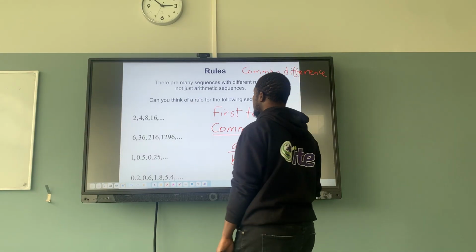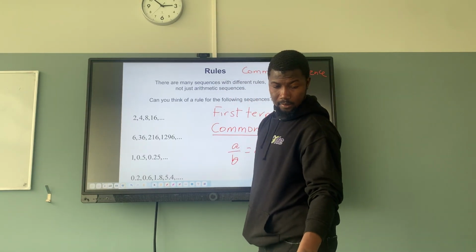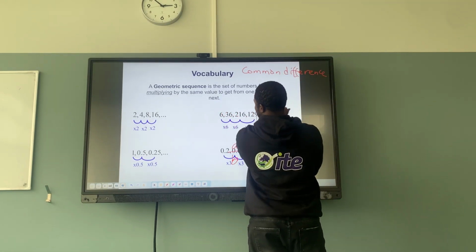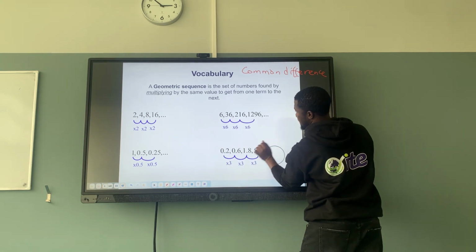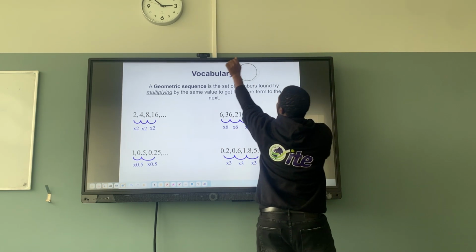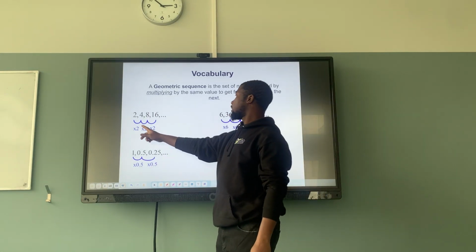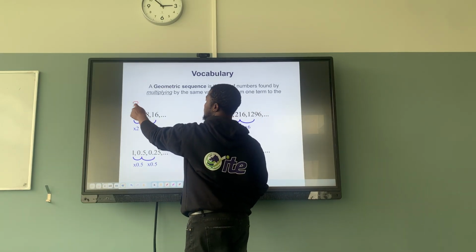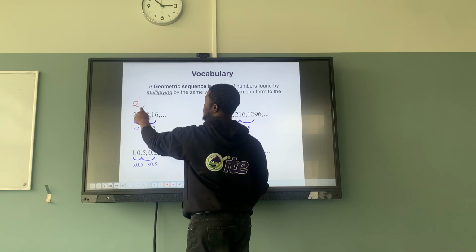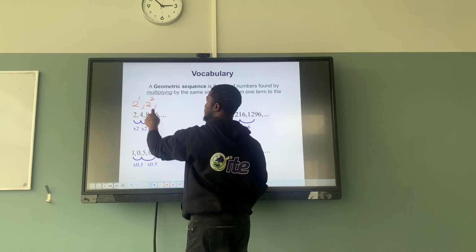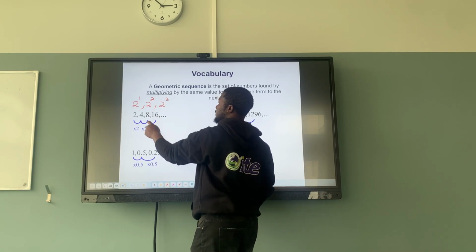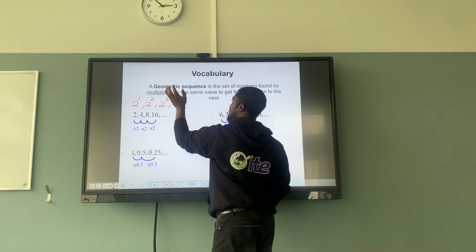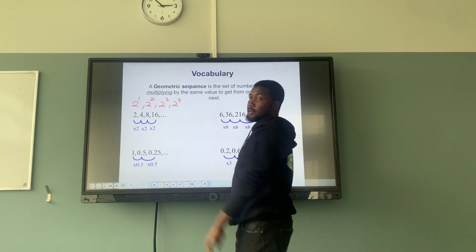So let's investigate the following sequences. What do we have here? This one, if you look at it, you have powers of 2. For example, 2 to the power 1 is 2, 2 to the power 2 is 4, 2 to the power 3 is 8, 2 to the power 4 is 16.